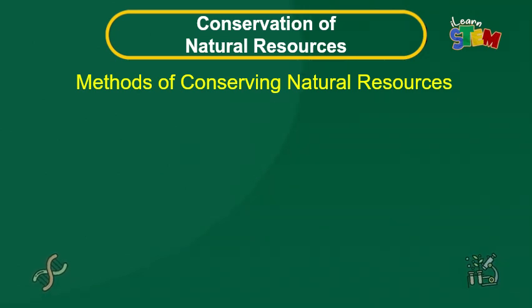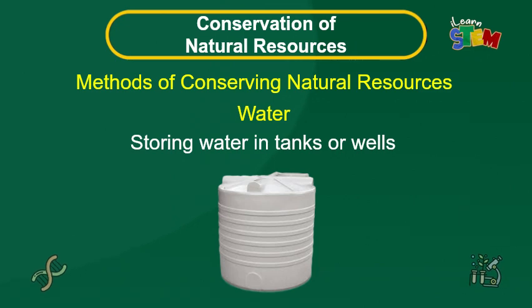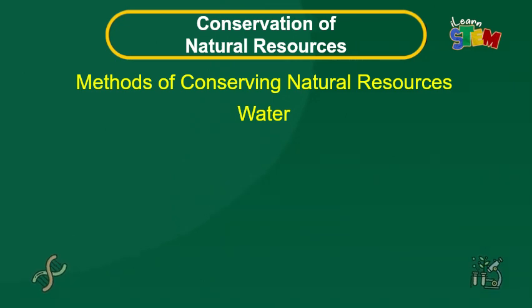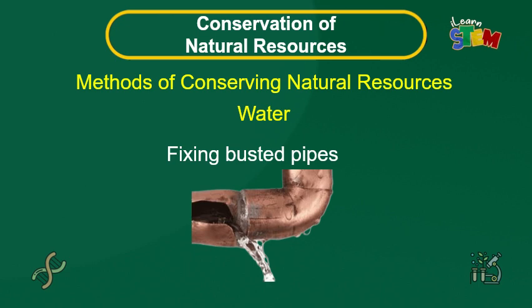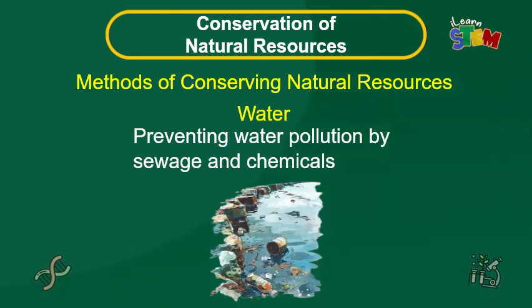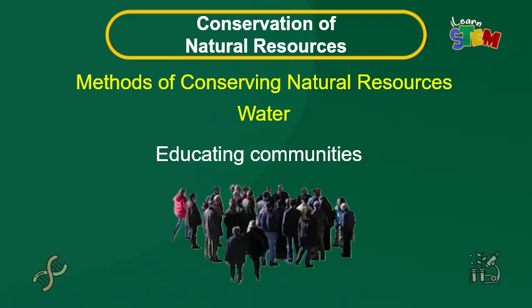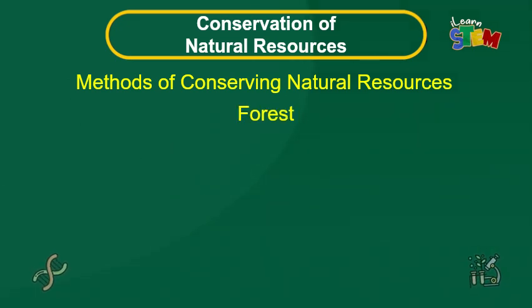Now, let's move on to the next natural resource, which is water. Water can be conserved in the following ways. 1. Storing water in tanks or wells. 2. Fixing busted pipes. 3. Preventing water pollution by sewage and chemicals. 4. Educating communities. Next is the forest.